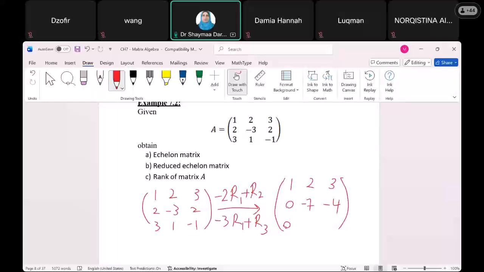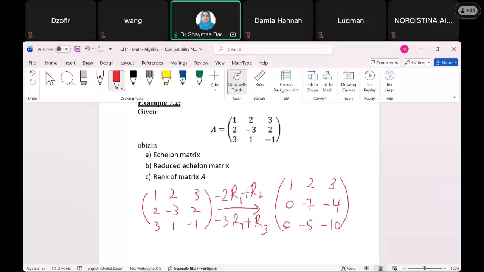Minus 3. Now I'm working on the third row, with this operation: minus 3 multiplying the first row, adding to the third. Minus 3 times 1 minus 3 plus 3, 0. Minus 3 times 2 minus 6 plus 1, minus 5. Minus 3 times 3 minus 9. Minus 9 minus 1 is minus 10.